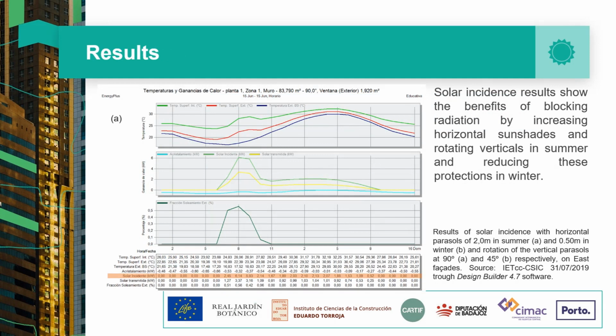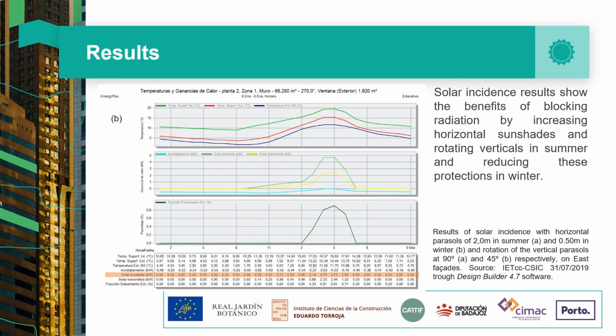From the results, the solar energy that affects the openings is considered primarily to evaluate the protection capacity offered by the parasols according to their width and rotation. For example, according to the results in Badajoz, it is recommended that in winter the horizontal parasols do not have a width less than 0.5 meters to avoid the increase in demand for heating.